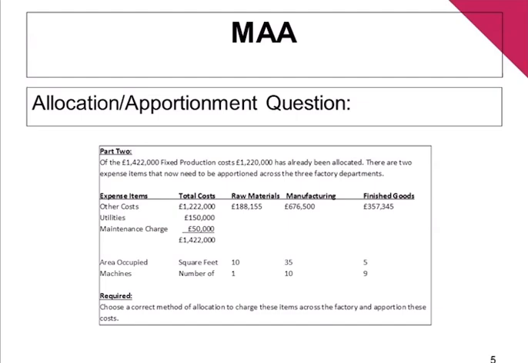So what you have to do is find a basis of apportionment, a way of sharing those costs to those 3 departments. I always use the idea of a student house. If you had a set of bills to share out, how would you do it? Well, if there were 3 of you, you would share it amongst the 3 equally.